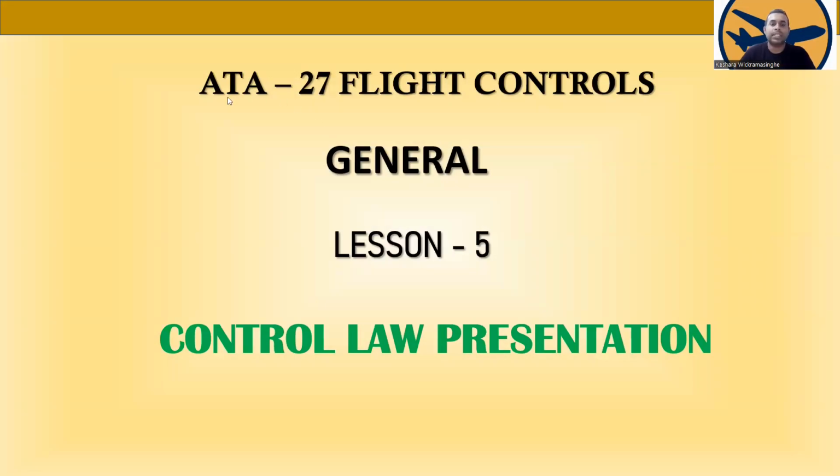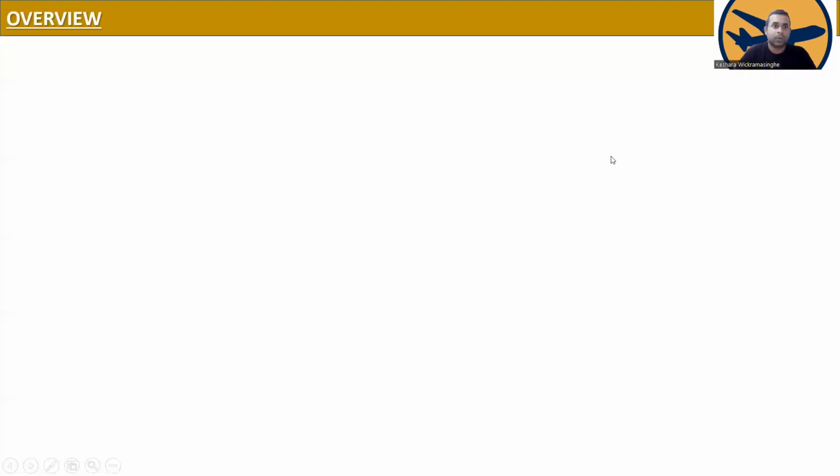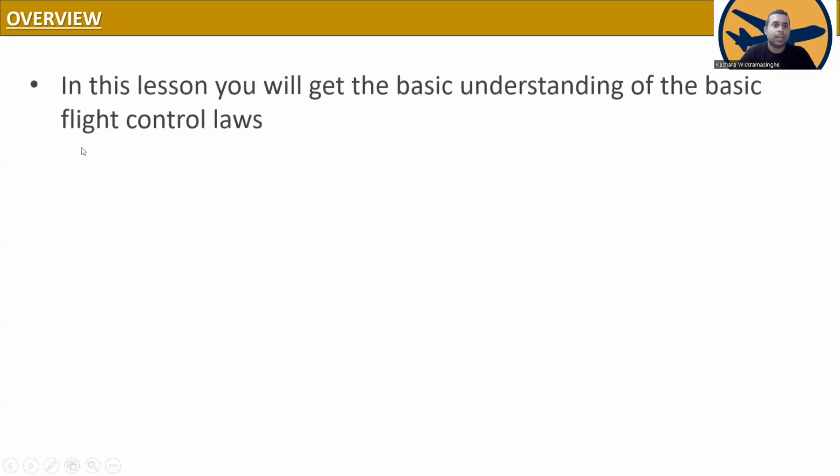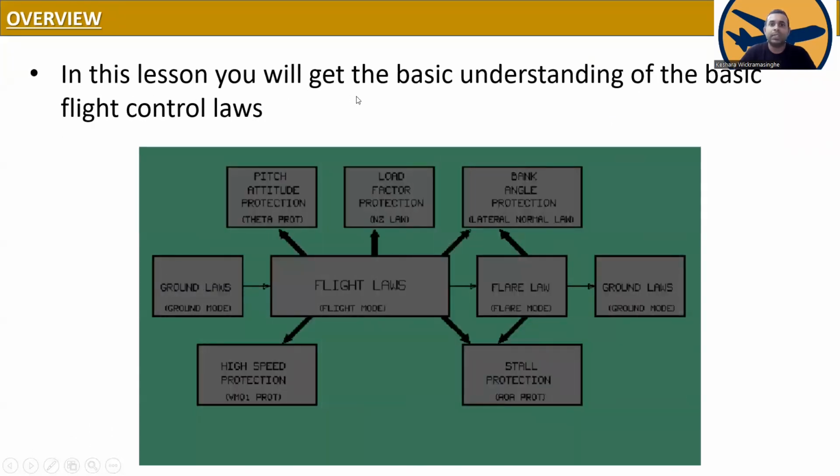Alright, so this is the lesson ATA chapter 27 flight controls general, lesson number 5, control law presentation. Okay, so let's go to the overview. In this lesson you will get the basic understanding of the basic flight control laws.